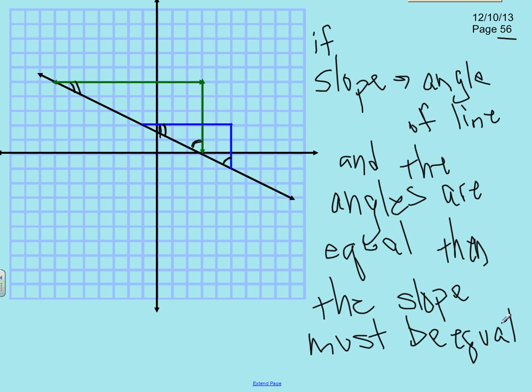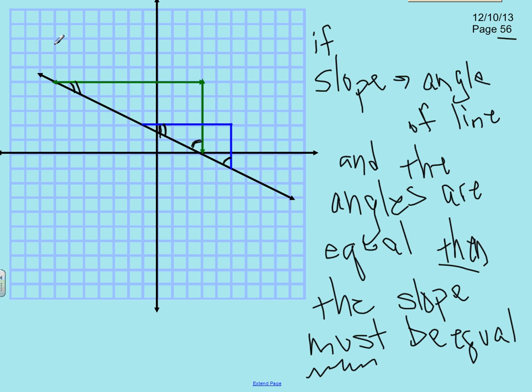So I've just proven that when you have a line, a linear function, the slopes of those functions are going to be equal because I have proven that the triangles are similar, and in similar triangles, the angles are equal. And if slope describes the angle of a line and the angles are equal, then the slope must be equal.